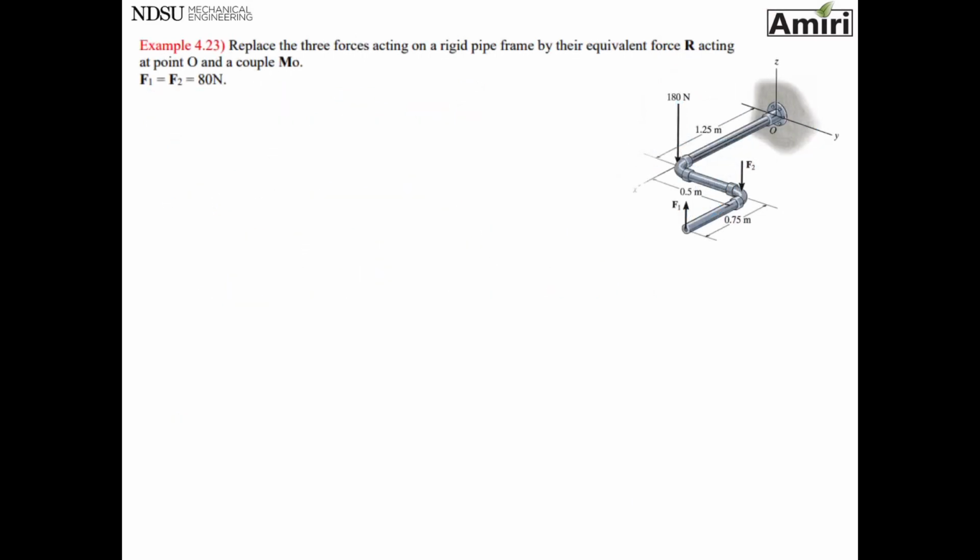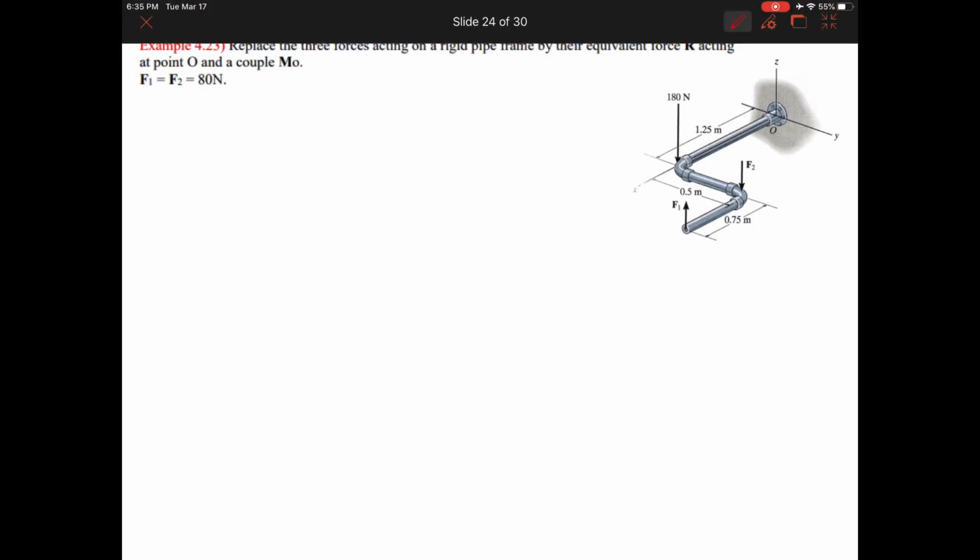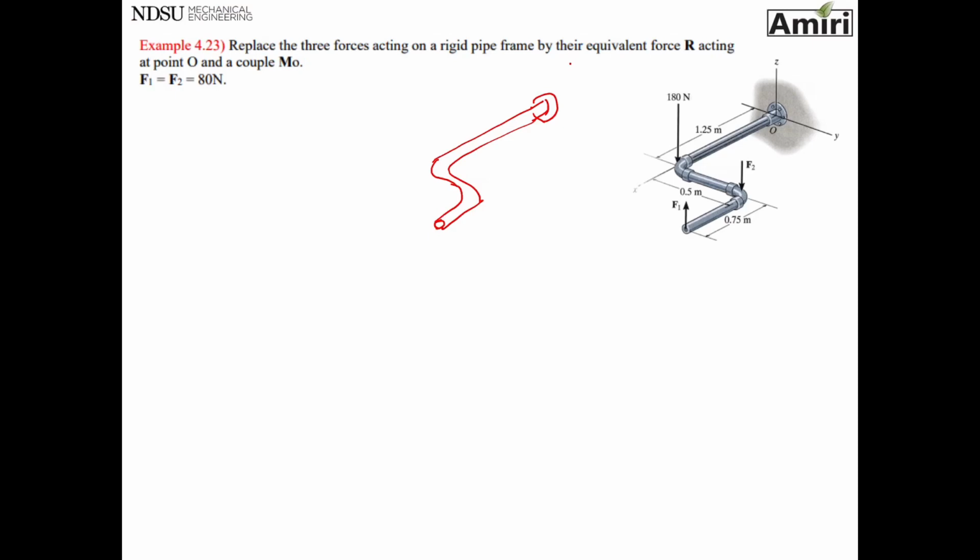Okay. All right, let's look at another problem. This problem says replace the three forces acting on a rigid pipe frame by their equivalent force R acting at point O and a couple MO. So what the problem is asking us is, please take this pipe, take all the forces and replace them by one FR, whichever way it's going. I'm just going to put it in a random direction. It's kind of obvious, but I want to just put it in a random direction. So this is what the problem is asking us. Replace it by one FR and one MR.